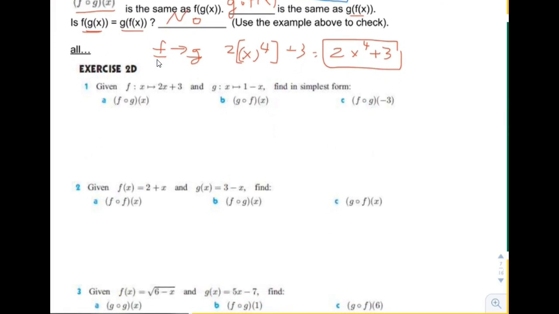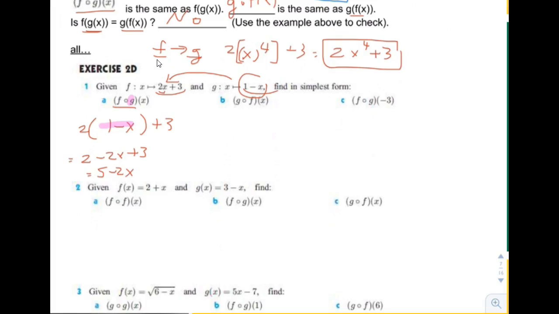Problem 1. Given the functions 2x plus 3 and 1 minus x, find in simplest form f follows g. Okay, so first we're going to do g, which is 1 minus x. And then we take the 1 minus x and we put it into the input here, which is the x here. So it's going to be 2 times (1 minus x) plus 3. You get it? So first we did g, and then we did the outside function. Okay? And so if we simplify it, it says find it in its simplest form. It's 2 minus 2x plus 3, 5 minus 2x.